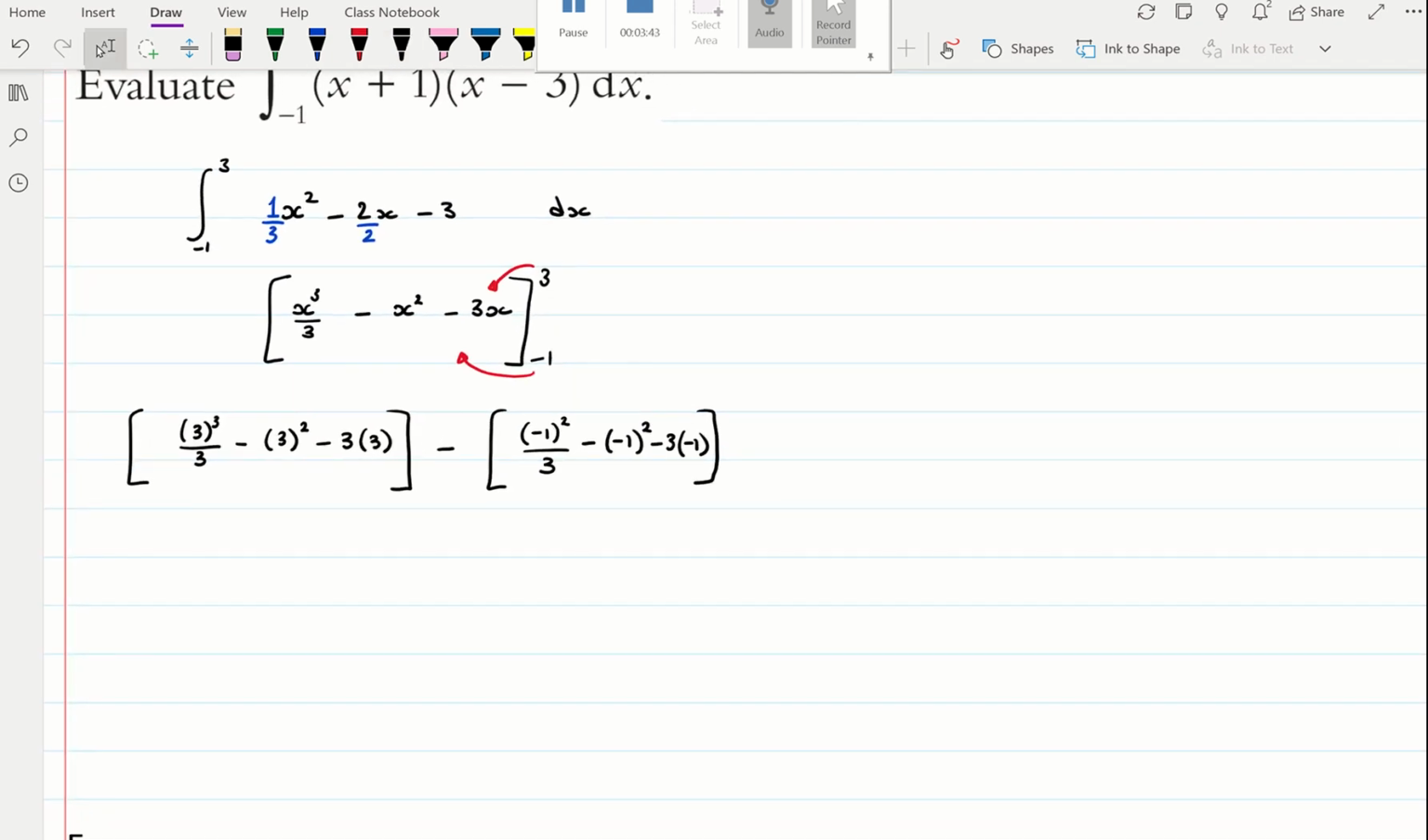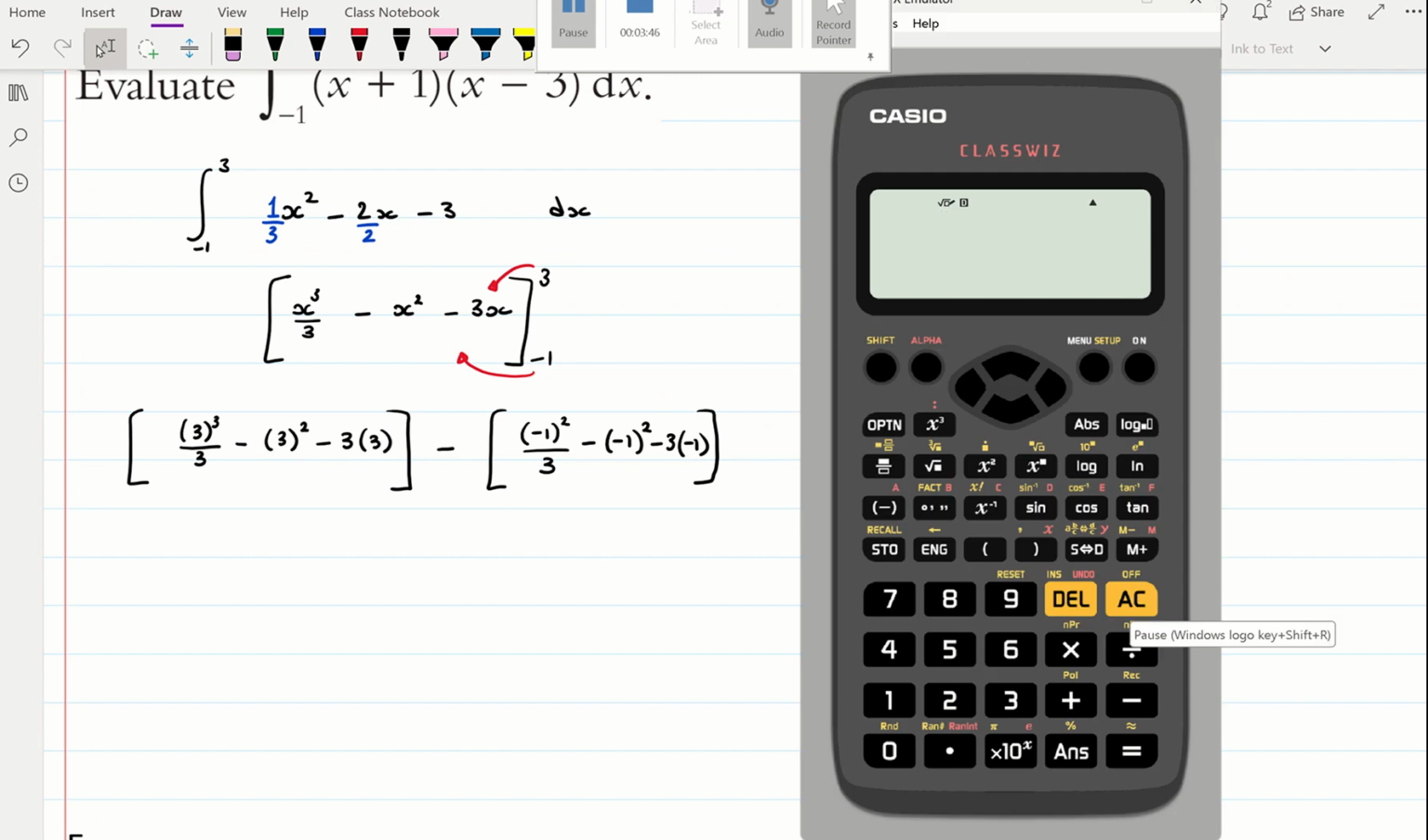And actually, you can do this exactly on your calculator. So this is my big bracket. Then my second bracket, I've got 3 cubed, and I have my fraction divided by 3, minus 3 squared, minus 3 times 3, and big bracket. And then minus big bracket, smaller bracket, minus 1 cubed, fraction divided by 3, minus brackets negative 1 squared, minus 3 brackets negative 1, and then close big brackets.